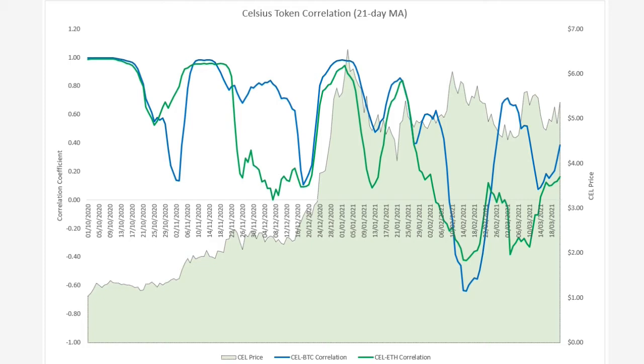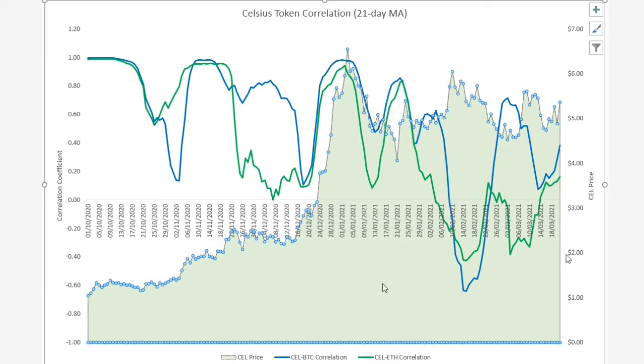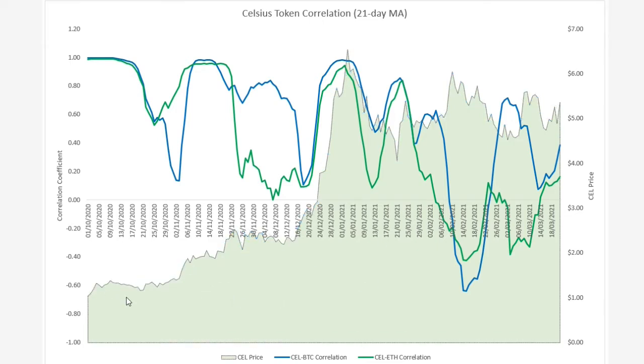This has been extracted from TradingView, and I've extracted the period of October 2020 to the middle of March 2021. The area here is the daily price of the CEL token, which you can see by this axis. At the start of October we see around a $1 CEL, then $2 towards the end of November, and then peaking above $6 at the start of 2021.